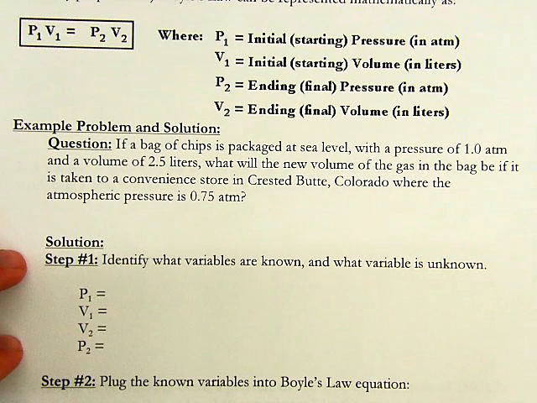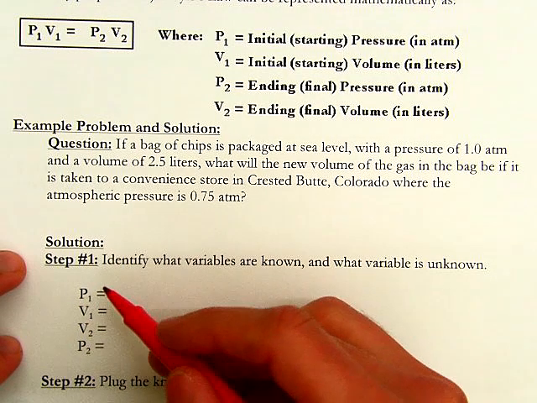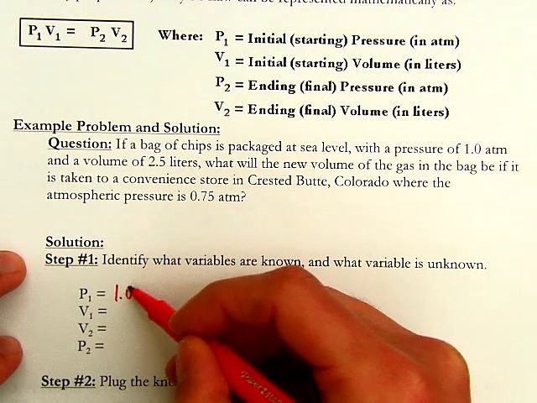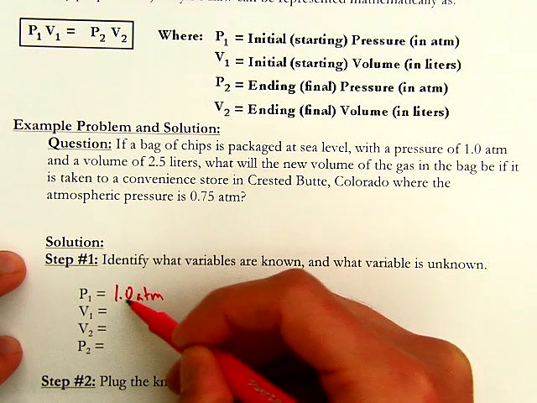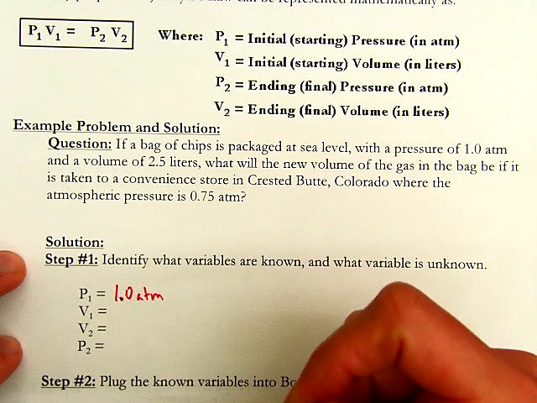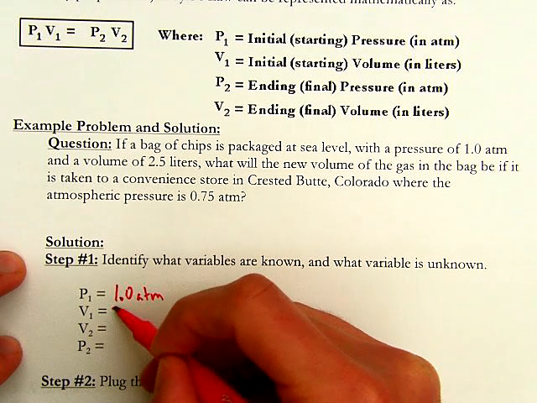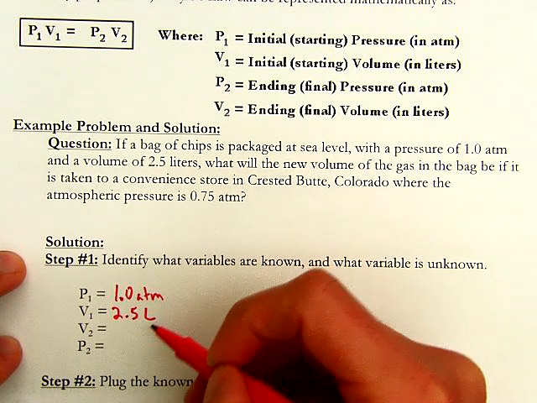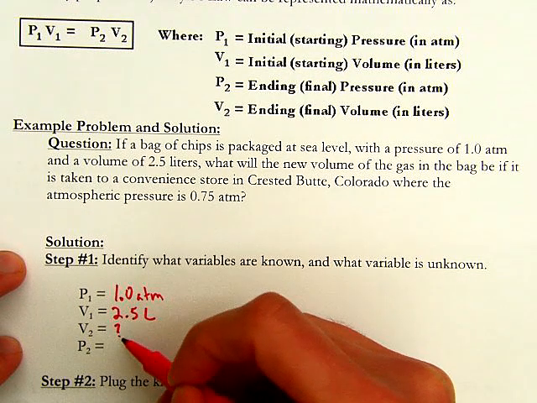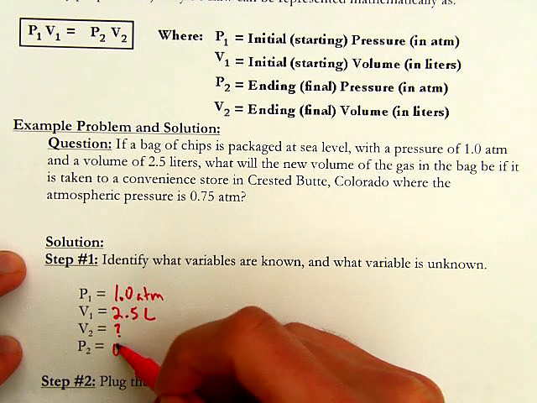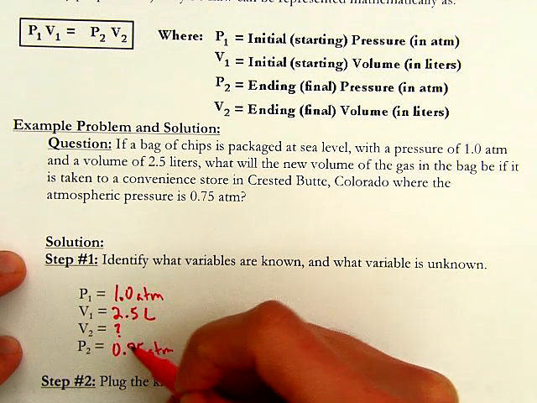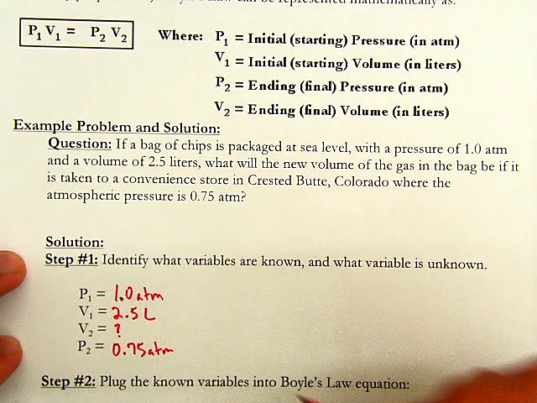So the starting pressure is 1 atmosphere. Okay, so 1.0 atmosphere, that's our pressure at sea level. The starting volume is 2.5 liters. We don't know what the ending volume will be, but we do know that the ending pressure is 0.75 atmospheres. Okay, so we're solving for the ending volume.